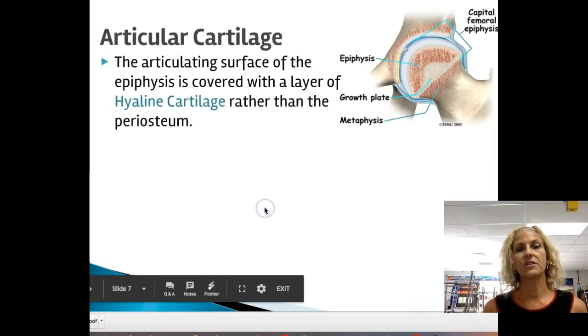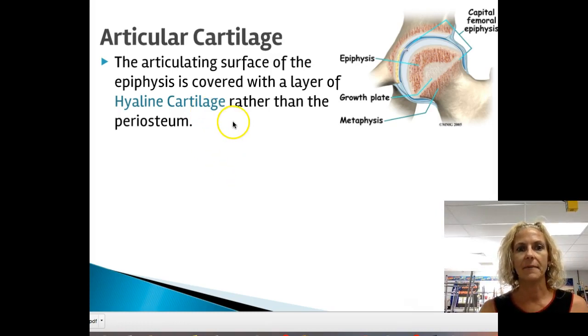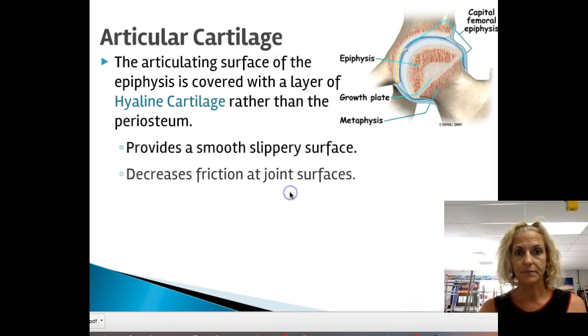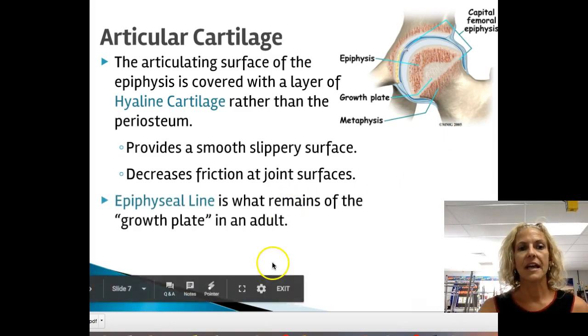Okay, articular cartilage. Articular means adjoining, a joint, something to do with joints, arth. The articular cartilage you find in the ends of all of your long bones protects the surface of the bone so you don't have bone grinding on bone. It's made up of hyaline cartilage, a type of cartilage, and that is going to be covering the ends of the long bone rather than periosteum, which covers the rest of the bone. So it provides a smooth, slippery surface and decreases friction.